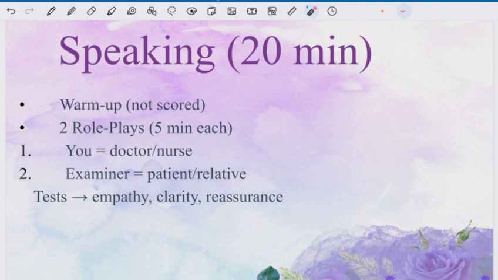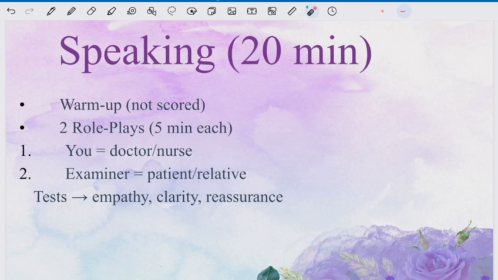Next is about speaking. It lasts around 20 minutes. So there's usually a quick warm up in which they may ask you to introduce yourself. It's not at all marked. You'll do two role plays after that. In each role play, you are the healthcare professional and the examiner plays the patient or relative. Okay? They test how well you explain things in simple terms, how you show empathy, how professional you sound.